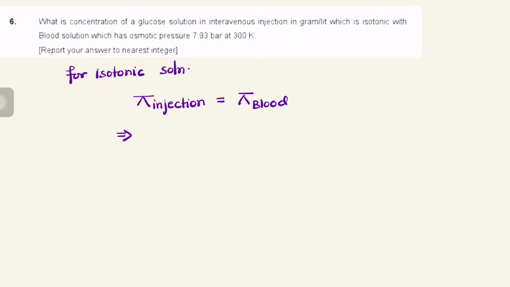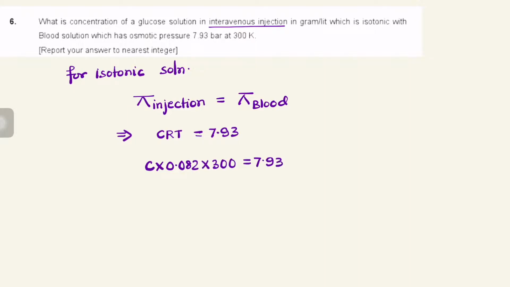Now we are asking what is the concentration of glucose solution in intravenous injection. Basically, that is CRT equal to pi of blood, and the blood is 7.93 bar. This is the blood osmotic pressure. Now what is the value of R? Concentration we have to find. R is 0.082, and the temperature is 300 Kelvin. That will be equal to 7.93. I we have to take as 1. It's not mentioned, so it is non-electrolyte. And it is 7.93 divided by 0.082 into 300.